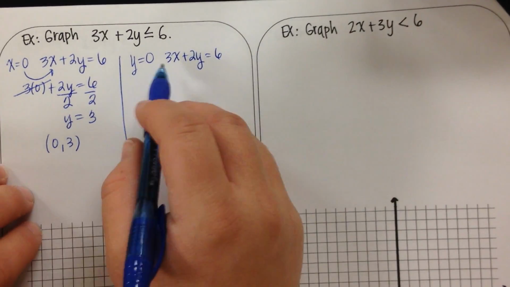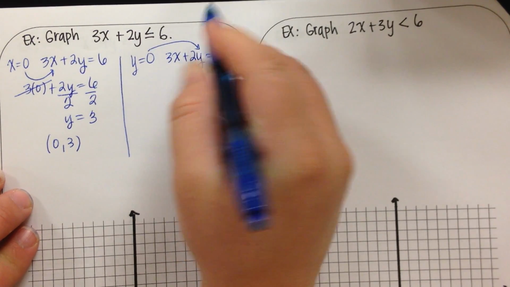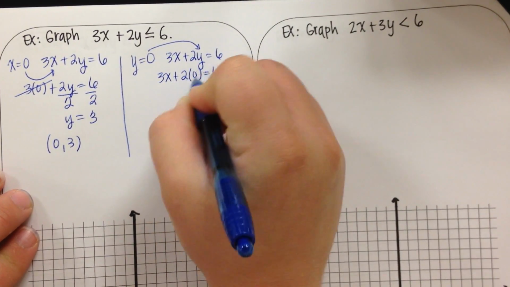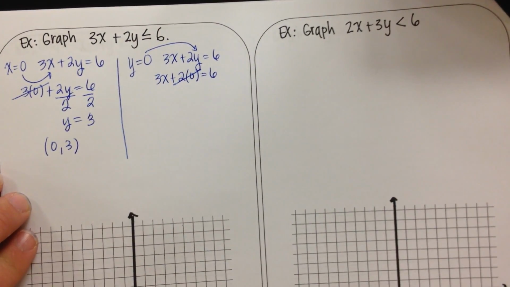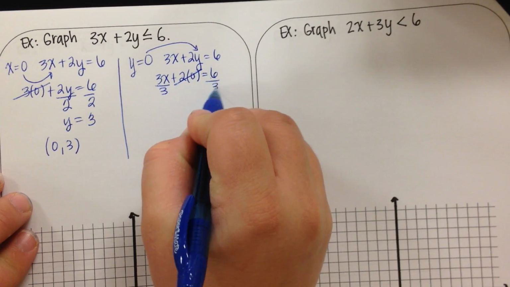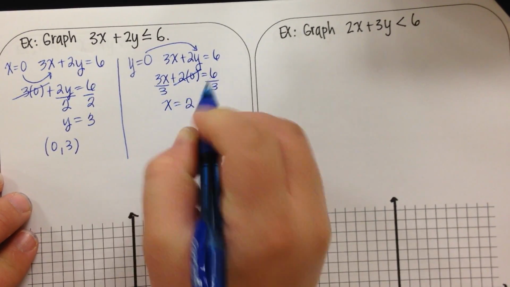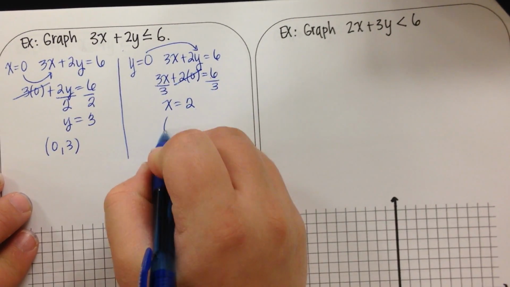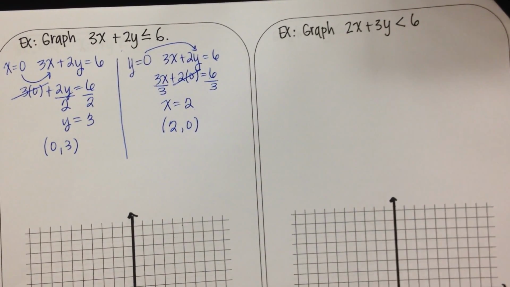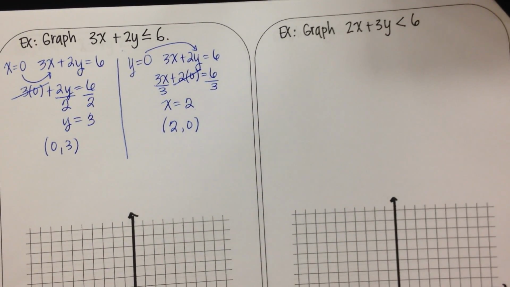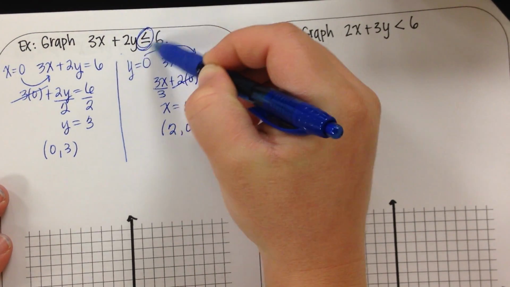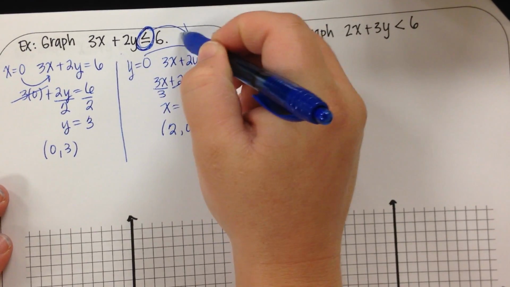Okay, second set, we're going to plug in 0 for y, so 3x plus 2 times 0 equals 6. Makes it easy, that one cancels out. I'm left with 3x equals 6. Divide by 3. My x is equal to 2. And so from these 2 points, I can create another ordered pair. And if you want to go ahead and think ahead, what is our line going to be? Solid. Very good.